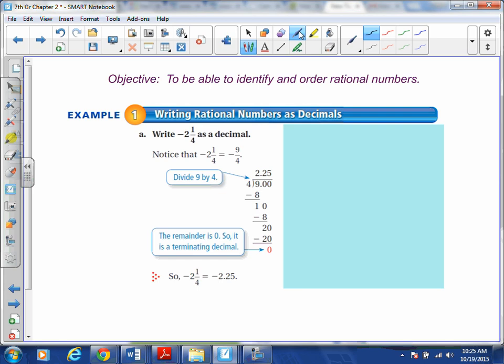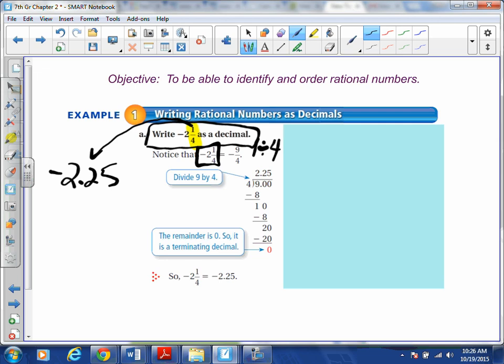Okay, rational numbers. Writing rational numbers as decimals. We talked a little bit about this already. Write -2 and 1/4 as a decimal. So here's what I would do. I would say, okay, I owe 2 and 1/4 dollars. Here's the 2 whole dollars that I owe. To find the decimal part, I'm going to take 1 divided by 4. It's okay to use the calculator. I get 0.25. So -2 and 1/4 as a decimal is -2.25.